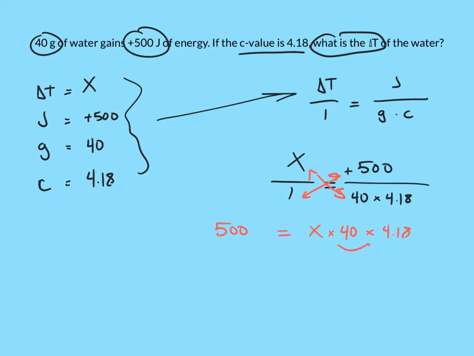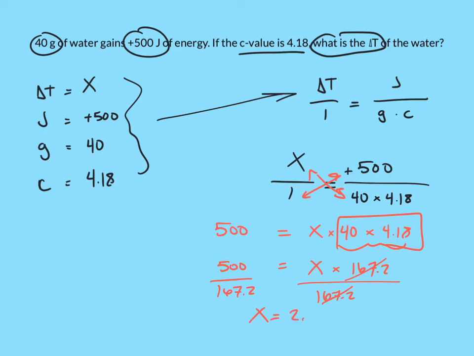So I'm going to multiply these two numbers together, and that number is going to equal 167.2. Now that's still multiplied by X, and on this side we still have 500. I just took these two numbers and multiplied them together. Now I'm going to isolate X by dividing by 167.2 on each side. That eliminates 167.2 and gets X by itself. And if I take 500 and divide by 167.2, I get an answer of 2.99, and since it's a delta T, the answer is in degrees Celsius.